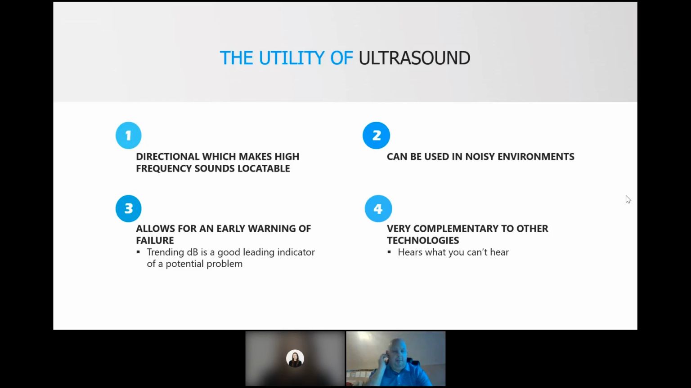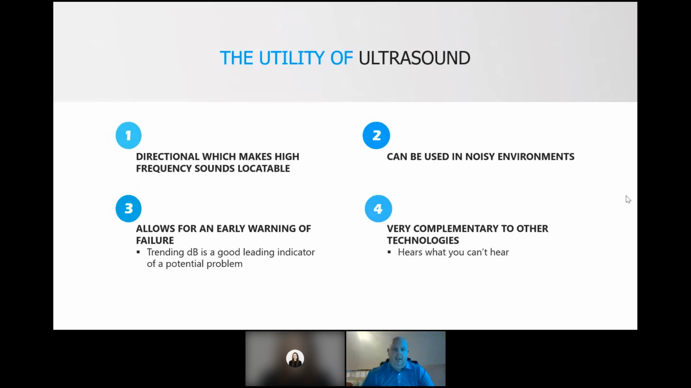And that leads into number four, talking about how complementary ultrasound is to other technologies. It's very complementary to vibration analysis on the mechanical side of things, and very complementary to infrared thermography on the electrical side of things. Either way, we're trying to gather as much information as we can on an asset to make a good diagnosis on exactly what the problem is.